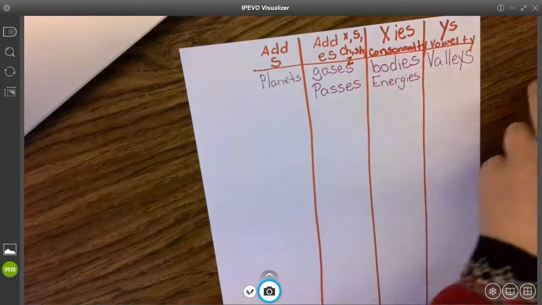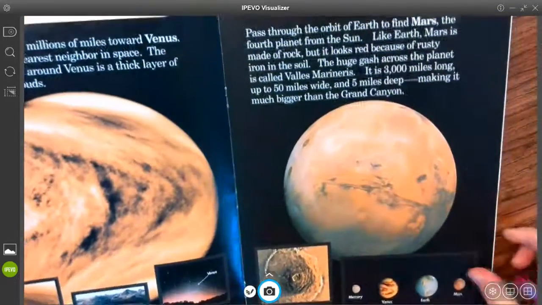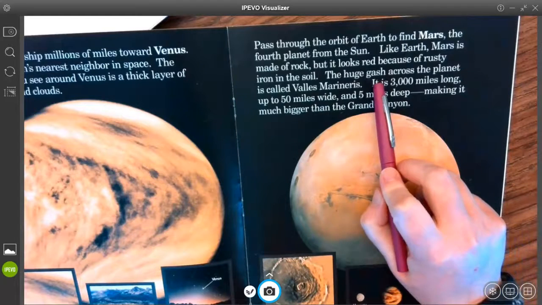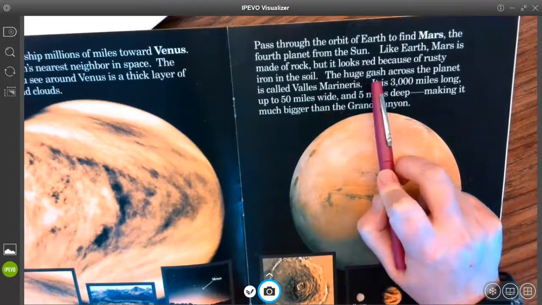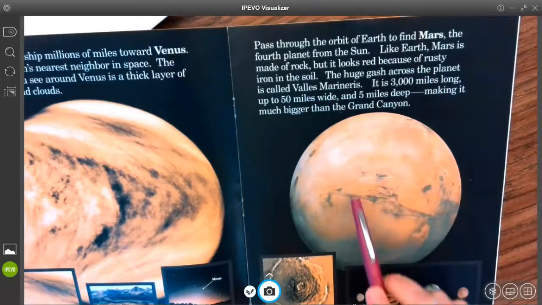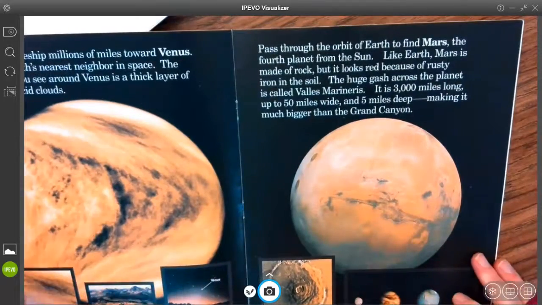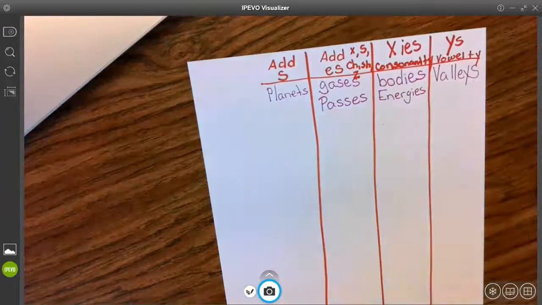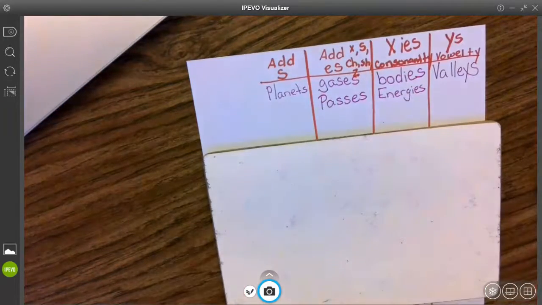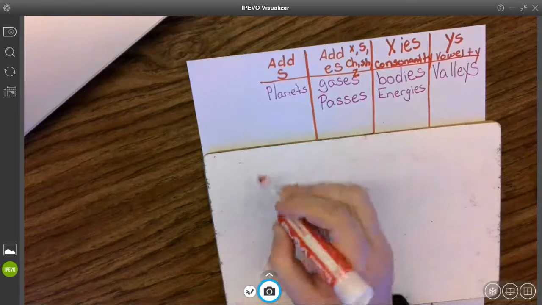Now there's another word on this page that I was looking at, and I wanted us to make it plural, and the word is gash. The huge gash across the planet is called Valles Marineris. There's a little mark here. Let's make that plural to gashes. Okay? So right now, the base word is gash.